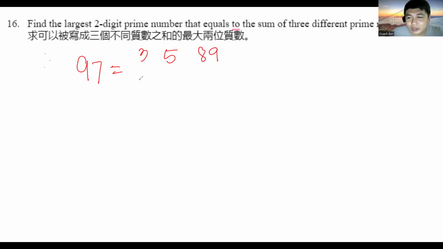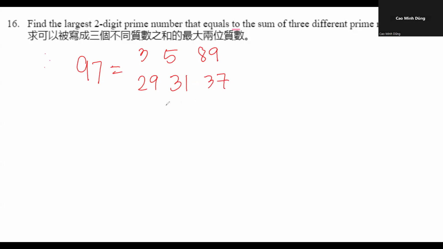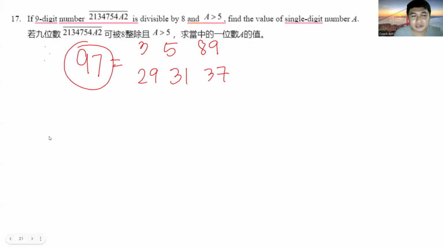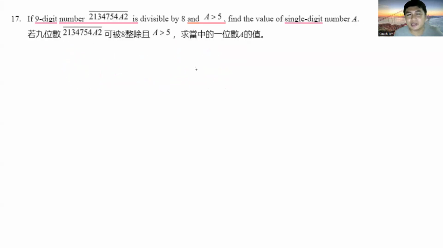We can also do 29, 31, and 37 to get a sum of 97. So 97 is the largest two-digit prime number. So now let's double check for number 17.